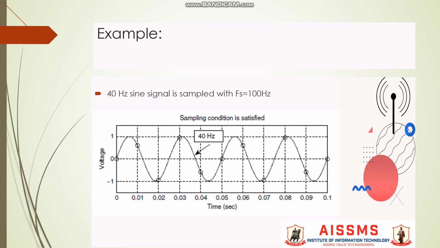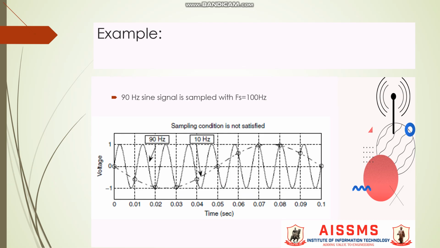Now let us see some examples. In this example, the frequency of the input signal is 40 Hz and the sampling frequency is 100 Hz, which is greater than twice the maximum frequency, that is 2 into 40, which is 80 Hz. As the sampling theorem is satisfied, we can get the original signal faithfully reconstructed.